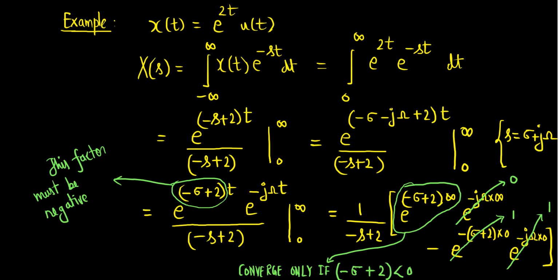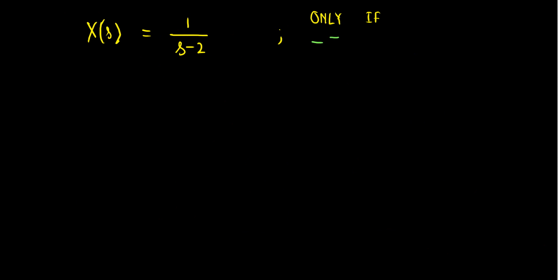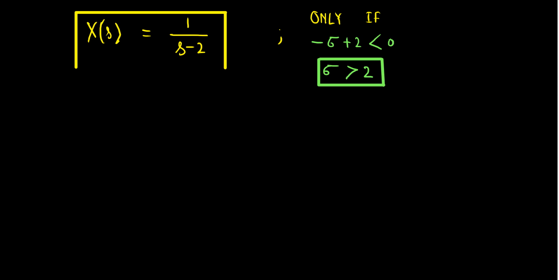and it is going to be this expression only if we have just noted this factor, this minus sigma plus 2 is less than 0. So minus sigma plus 2 is less than 0, or we can say that sigma is higher than 2. So that is the condition for the convergence, and this condition is also called the region of convergence condition, because this expression is true only if this condition is satisfied.